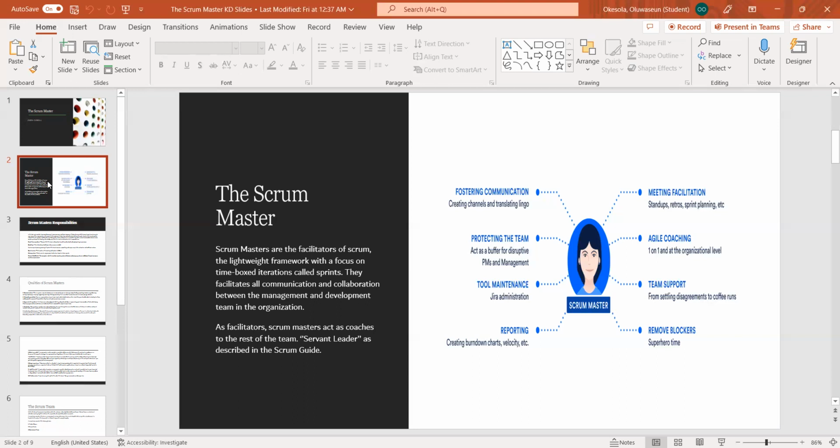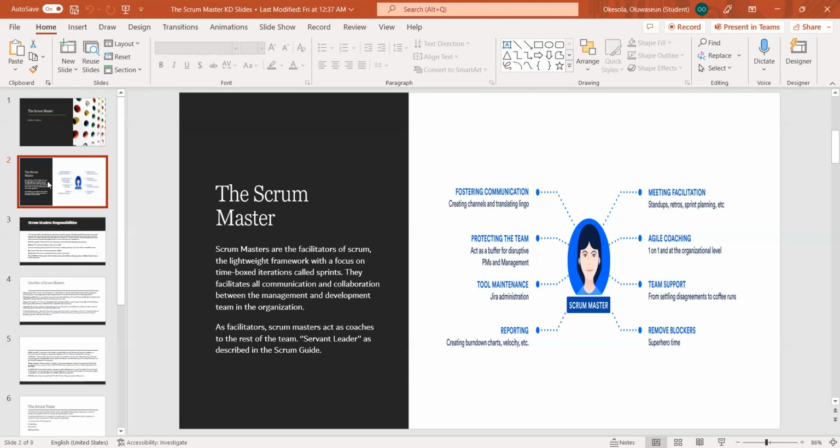delivery of their work. And amongst many other things, a Scrum Master's day-to-day responsibility cuts across fostering communication. The majority of what a Scrum Master does is to foster communication amongst team members and across the organization, to ensure that there is an easy flow of communication, so everybody gets the information they are meant to get to be able to effectively deliver on their jobs.